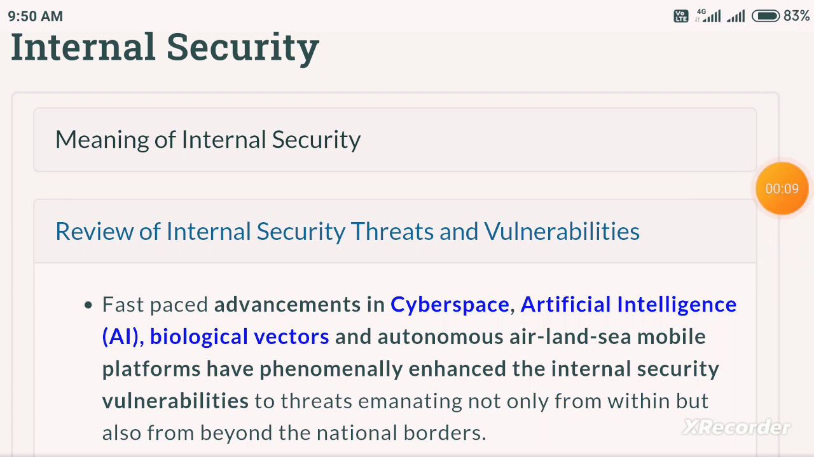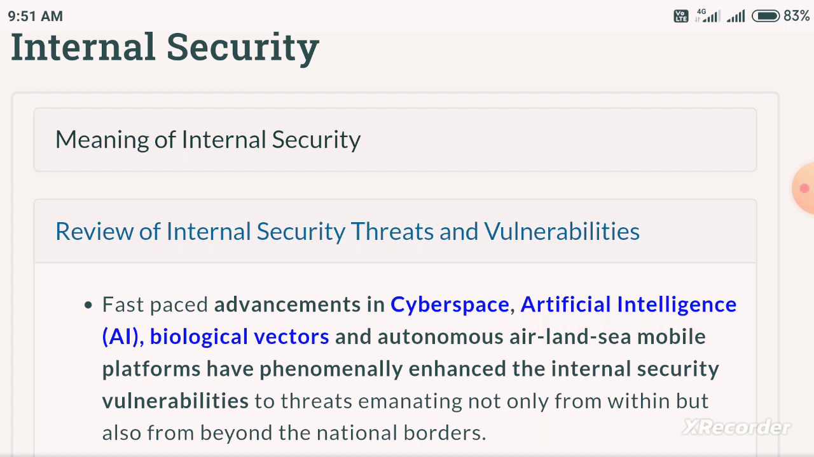In our previous video, we have seen the meaning of internal security. That is the introduction of the topic. So in this video, we are going to see the review of internal security threats and vulnerabilities. These are the most important topics of the General Studies Three paper, which belongs to the internal security part. So you can refer to this material for value addition in your notes.